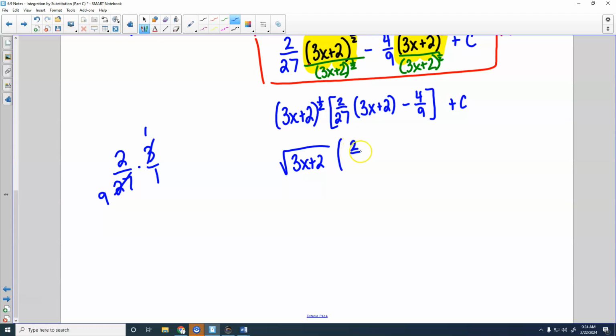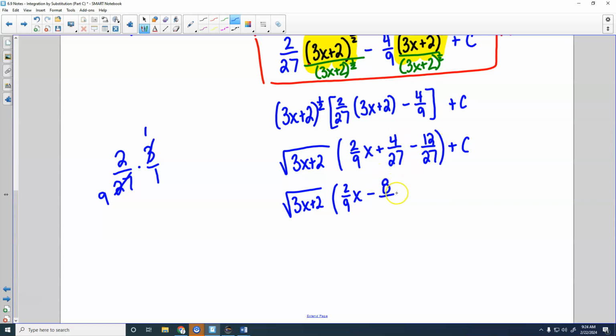So you'll get 2/9 x plus 4 over 27 minus, in fact, it actually might be more helpful here to have 12 over 27, because you got to put those together. So Liam, yeah, he was ahead of his time. So 2 ninths x minus, that's going to give us negative 8 over 27, like that. Plus C.